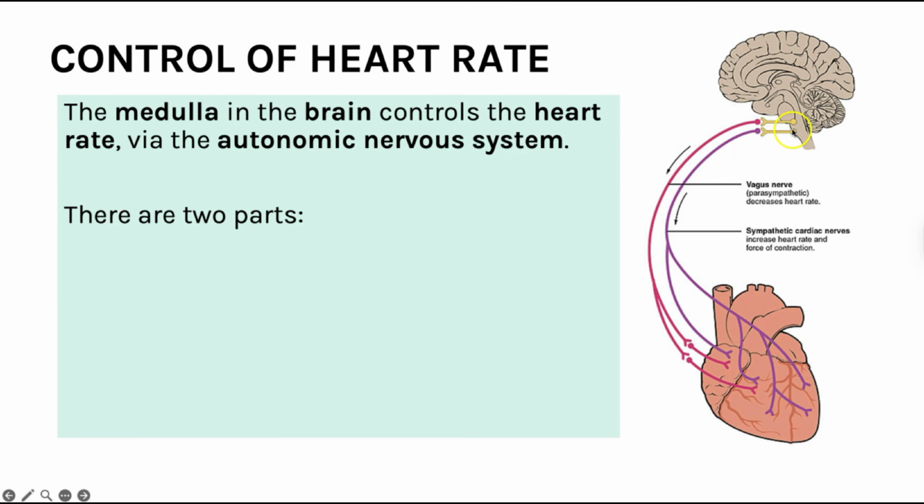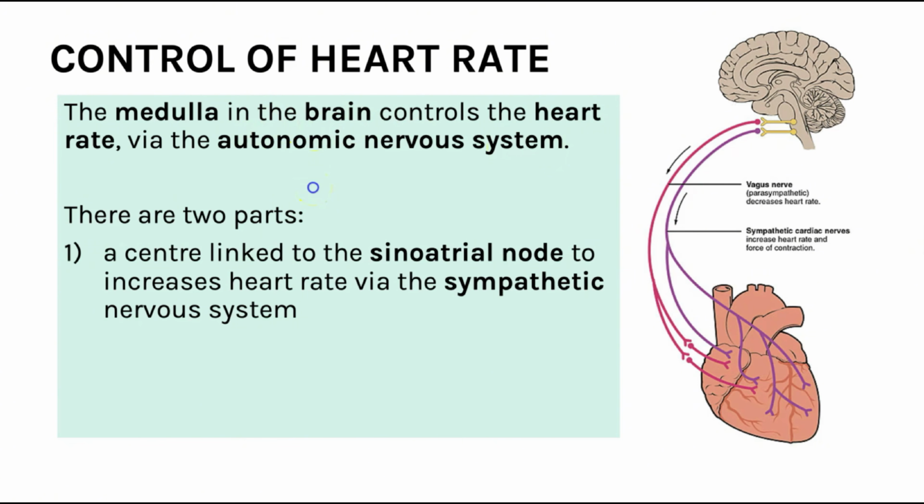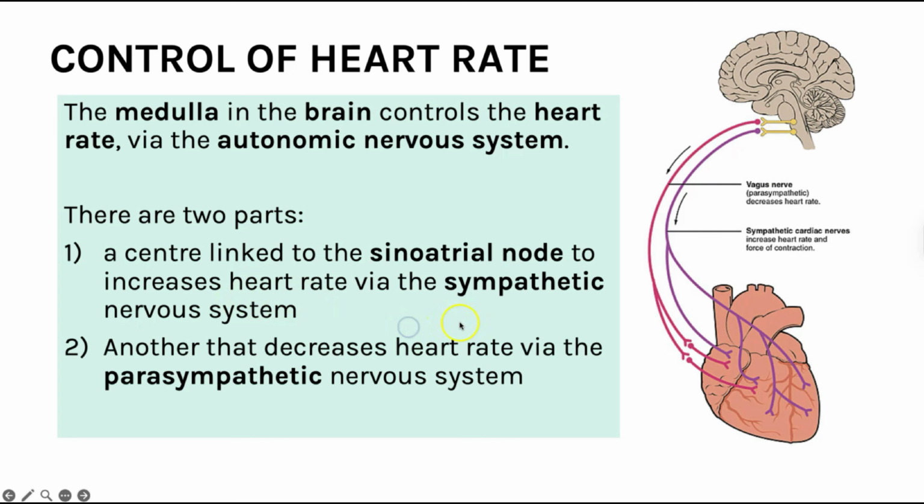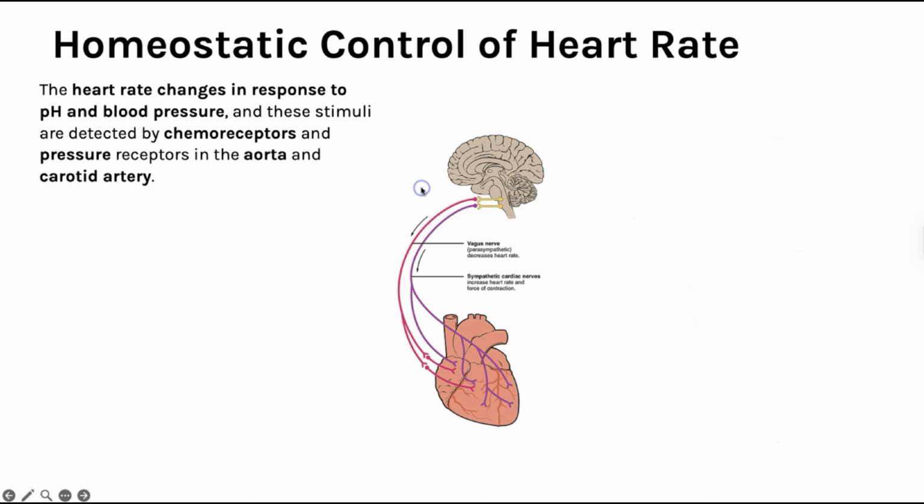So the medulla in the brain controls the heart rate via the autonomic nervous system. Autonomic meaning it's automatic, there's no conscious thought behind it. So there's two parts. We have a centre linked to the sinoatrial node, the SAN, to increase the heart rate via the sympathetic nervous system. And then there's also another that decreases heart rate via the parasympathetic nervous system. And that's what we can see here. We've got the medulla, and then we've got these two: the parasympathetic nervous system and the sympathetic nervous system.